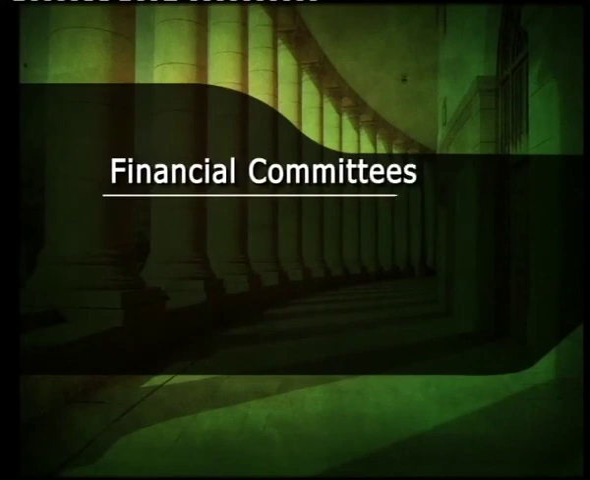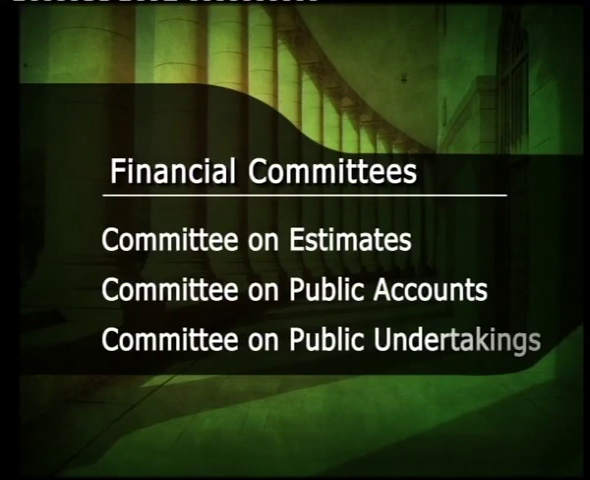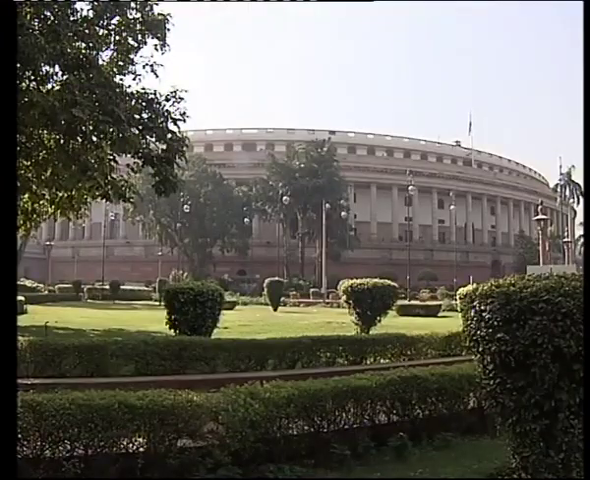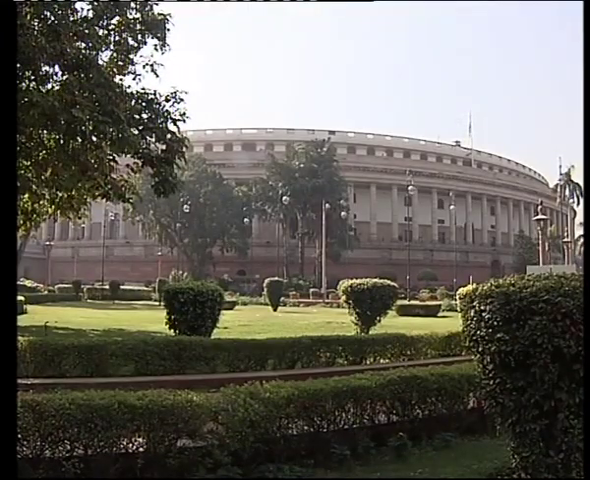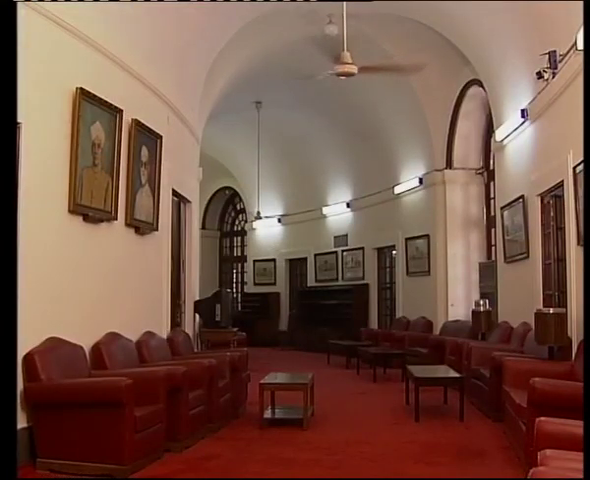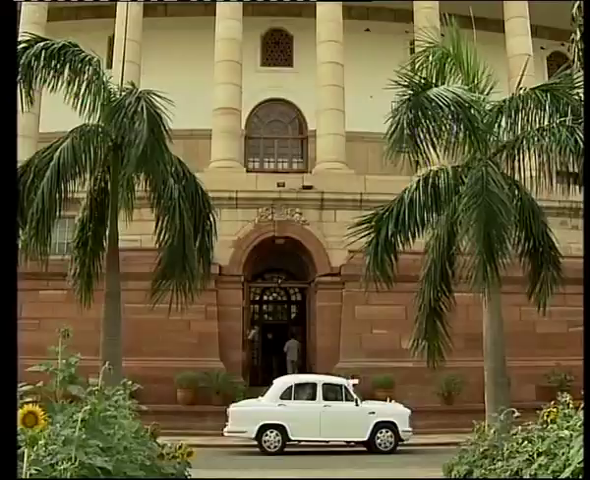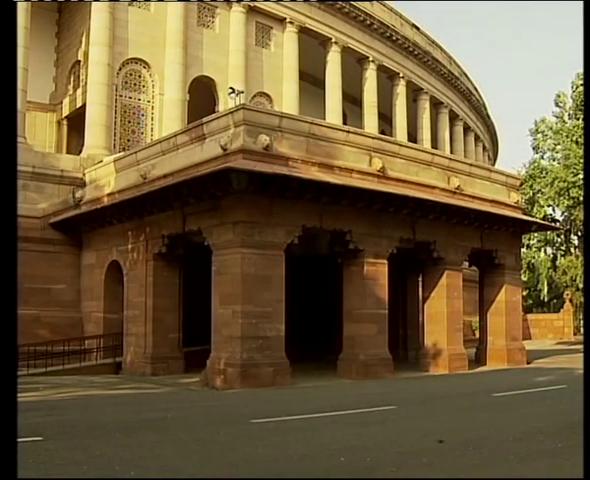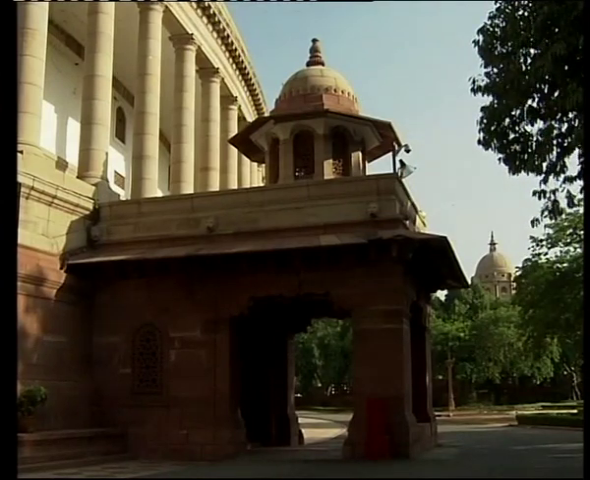Among the standing committees, the three financial committees, committees on estimates, public accounts and public undertakings constitute a distinct group, keeping an unremitting vigil over governmental spending and performance. While members of the Rajya Sabha are associated with the committees on public accounts and public undertakings, members of the Committee on Estimates are drawn entirely from the Lok Sabha. The control exercised by these committees is of a continuous nature.